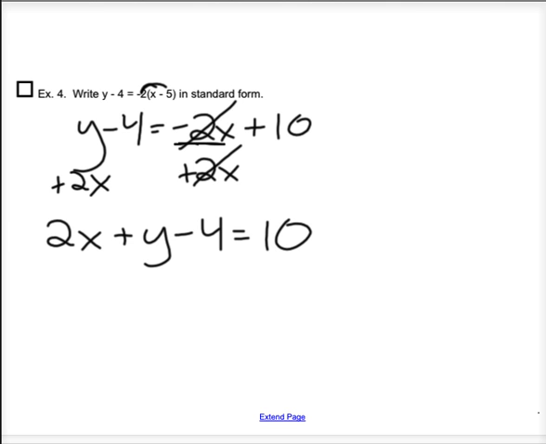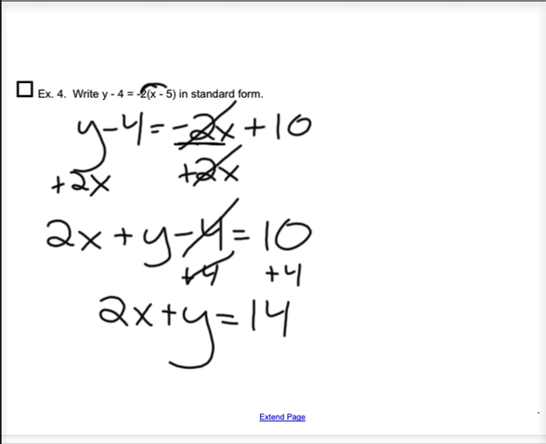Next step, I need to move every constant to the other side. So I'm going to add 4 to both sides. So 2x plus y equals 14. And once again, I've accomplished my mission. I have my x and y together, my constant on the other side, and I have everything as an integer.